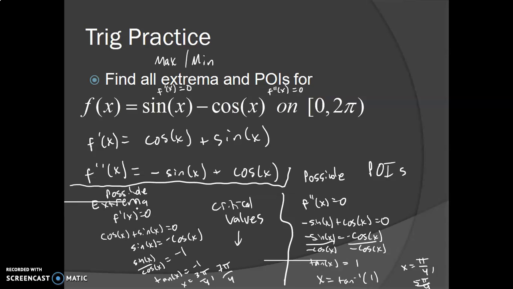The possible extrema, which are also known as critical values or critical points, critical values when they're just x values, critical points if I found the y values by using the original function. Those happen when the first derivative is 0. All right, now let's put it all on a table and organize that information.